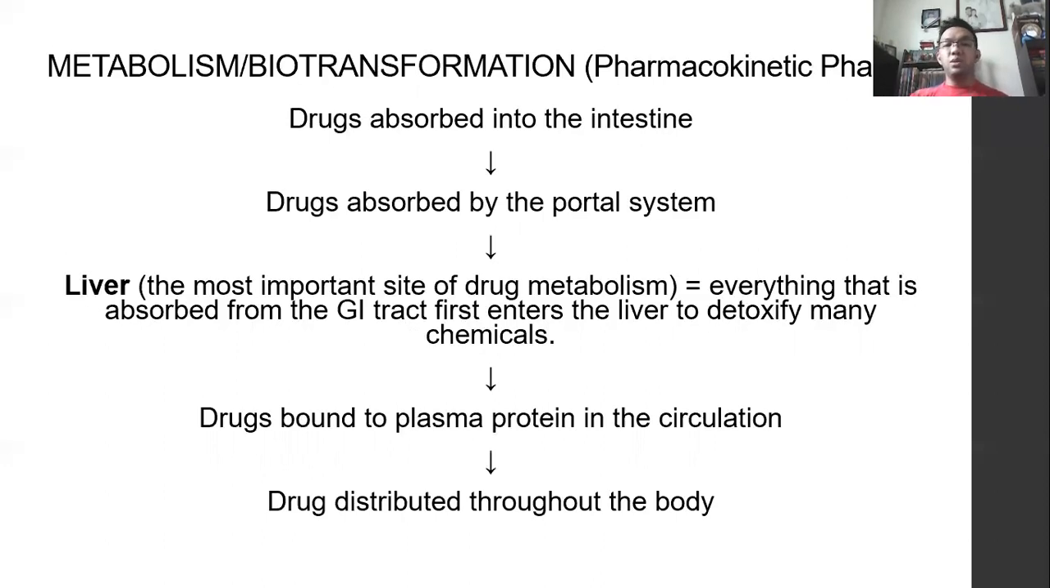And once drugs are flowing freely into the bloodstream, some of them can bind to the plasma protein that I've mentioned earlier in the circulation. And these freely floating drugs, which are the active form, will be the ones to help treat the patient, since these free floating drugs are the ones that have a pharmacologic effect on the patient's body.